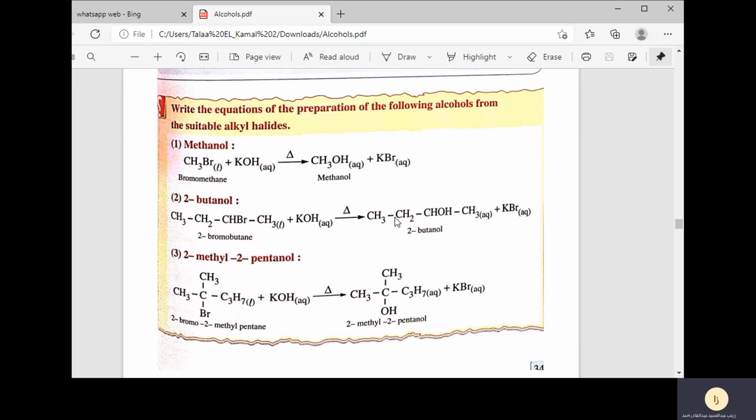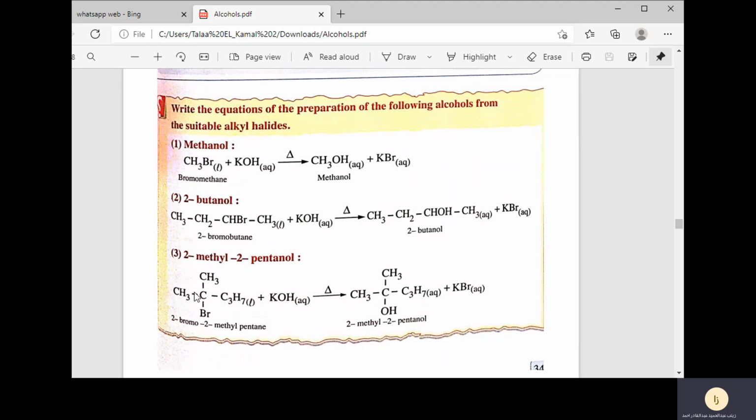We want to prepare 2-butanol. Draw 2-butanol first. We have 4 carbons: 1, 2, 3, 4. In 2-butanol, carbon number 2 is attached to OH. Now, we want the alkyl halide of this butanol, replacing the OH by what? By Br. So we can write CH3CH2CHBrCH3. What will happen? K takes Br, giving KBr, and the OH replaces it.